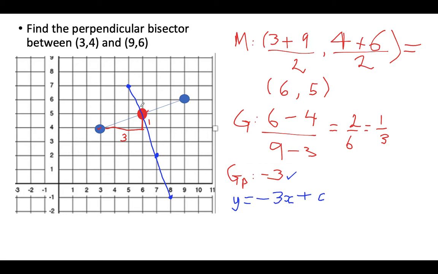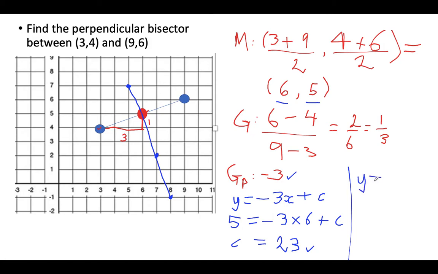The one that makes sense is to substitute the midpoint coordinate, which is 6, 5. So whenever we've got a y, we're going to replace it with 5. And then whenever we've got an x, we're going to replace it with 6. Then we're going to have c is equal to 23, one of my favourite numbers. Last but not least, we are going to combine the 23 and the minus 3 into an equation. So the equation of the perpendicular bisector is y equals minus 3x plus 23.